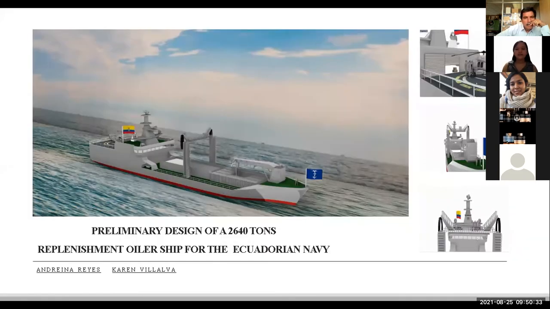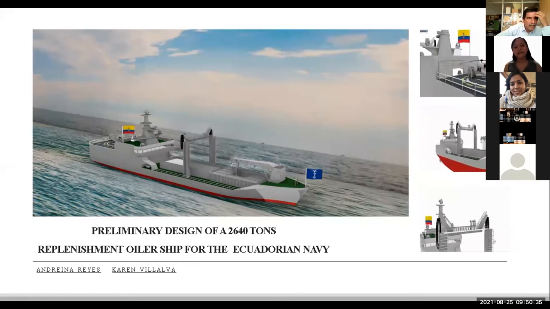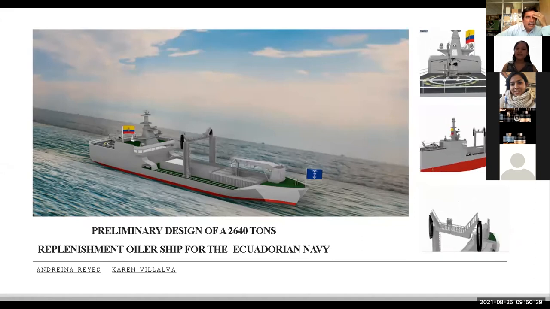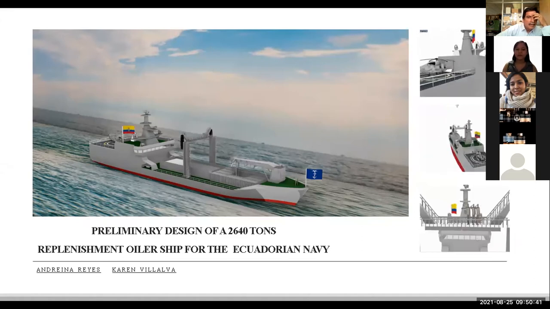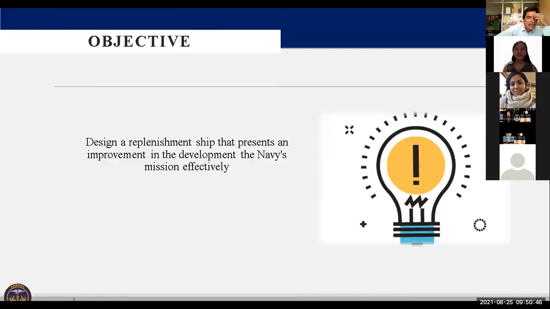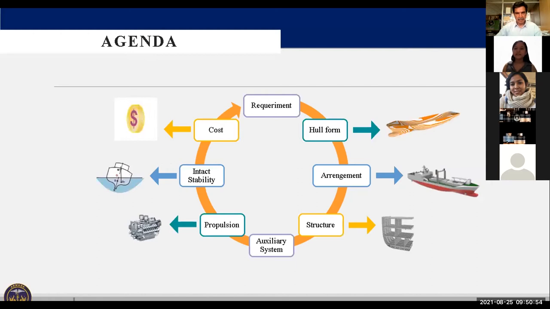Good morning. My name is Andreina Reyes and my partner is Karen Villalba. Our project today is a preliminary design of a 2640 tons replenishment oiler ship for the Ecuadorian Navy. The objective is the design of the type of ship that improves the development of the Navy mission effectively. For the agenda today, we have the requirements, a hull form, and a quick description about the general arrangement.